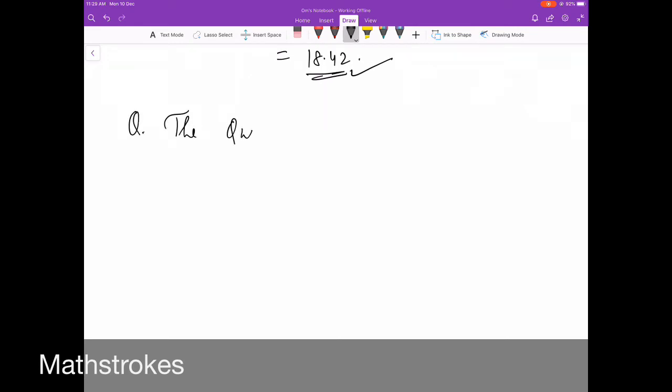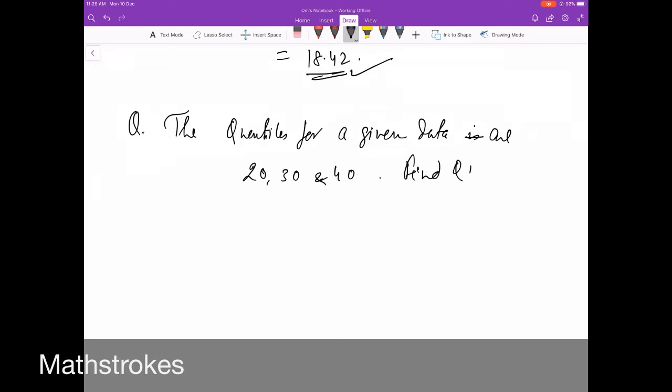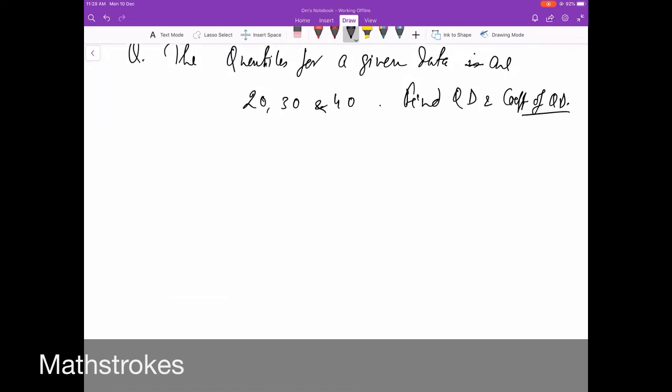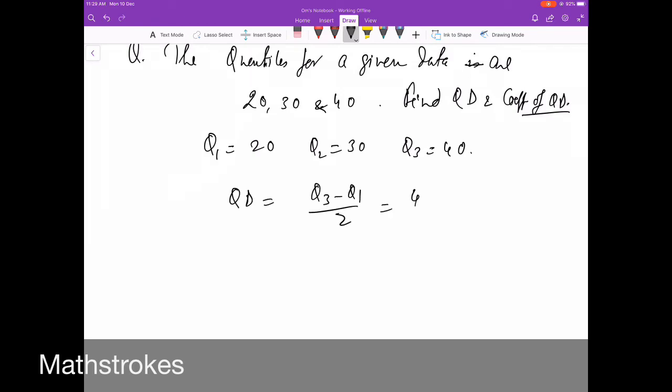Let's take another question. The quartiles for a given data are 20, 30 and 40. Find QD and coefficient of QD. It is written q1 is equal to 20, q2 is equal to 30, q3 is 40. QD is q3 minus q1 upon 2, which is 40 minus 20 upon 2, which comes out to be 10.